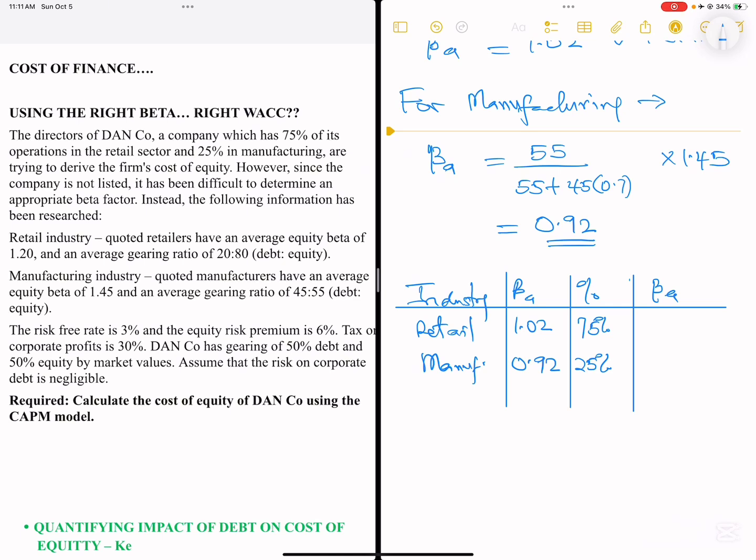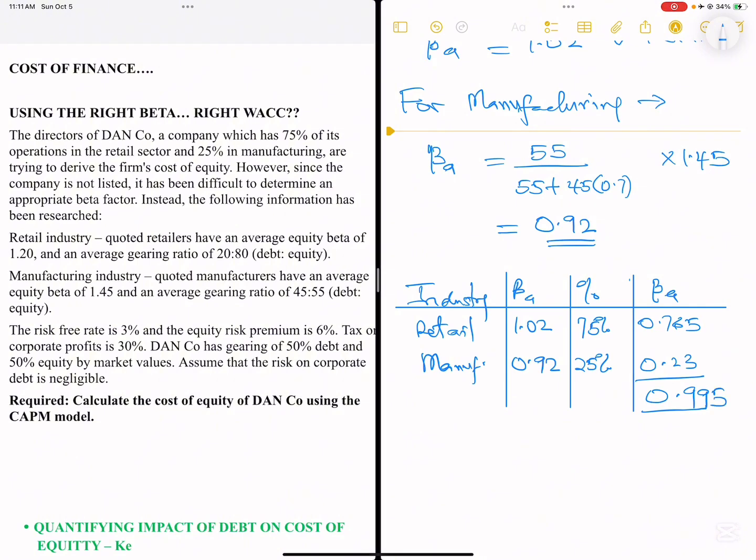and that is 0.765, and 0.25 times 0.92, and that is 0.23. So the addition of these two will give us the asset beta of our own company: 0.765 plus 0.23 gives us 0.995. So that is the asset beta for Danco.